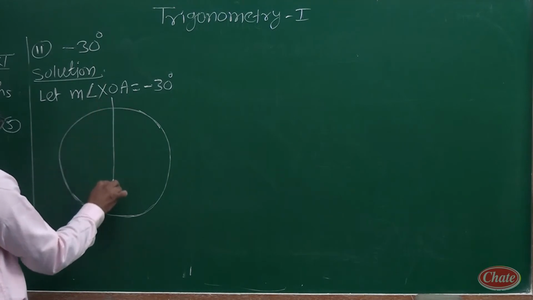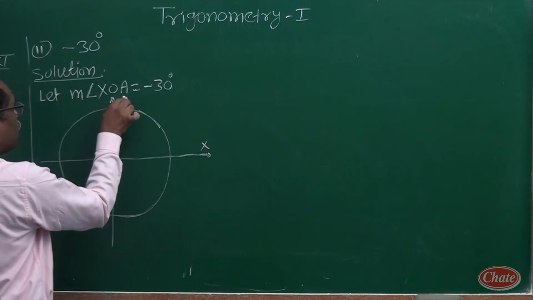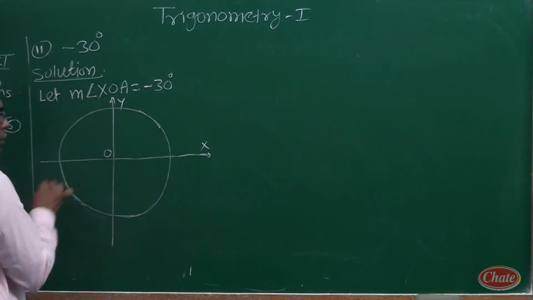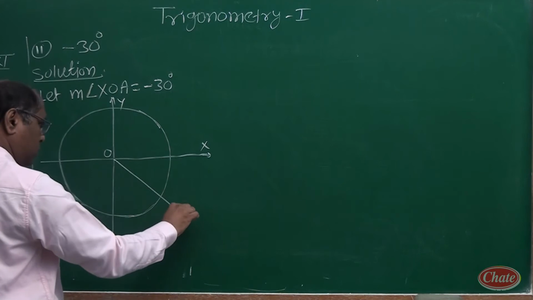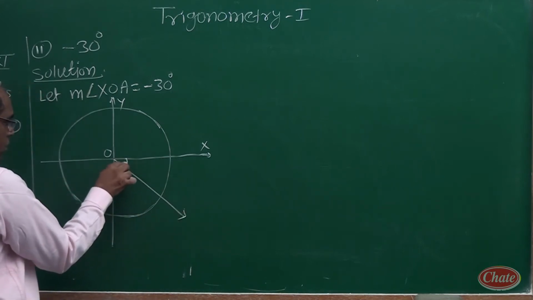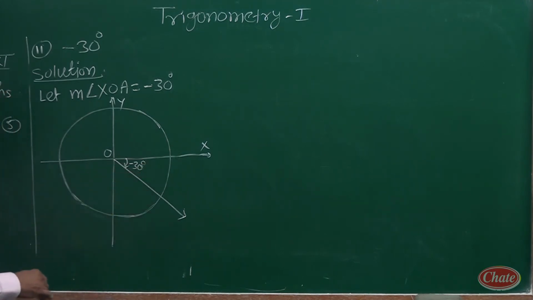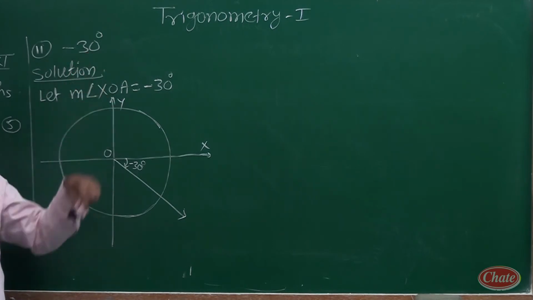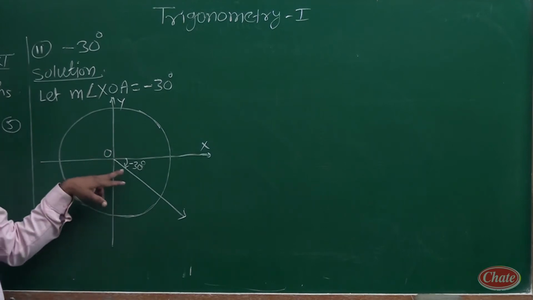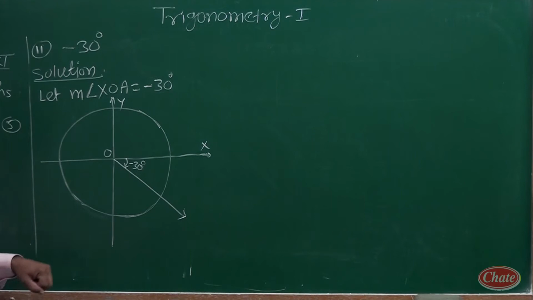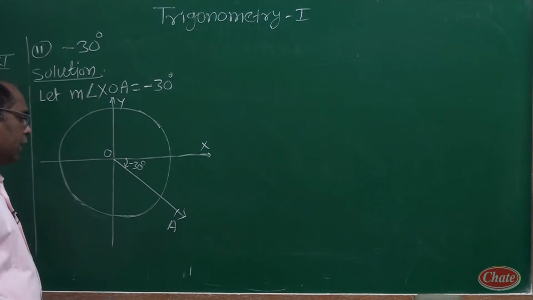So here is the x axis, y axis, here is the origin, and angle XOA. This angle is of measure minus 30 degree. What does minus 30 degree mean? It means it is an angle in the clockwise direction. When the measurement of an angle is in the clockwise direction, its measure is taken to be negative. So this angle XOA is of measure minus 30 degree.